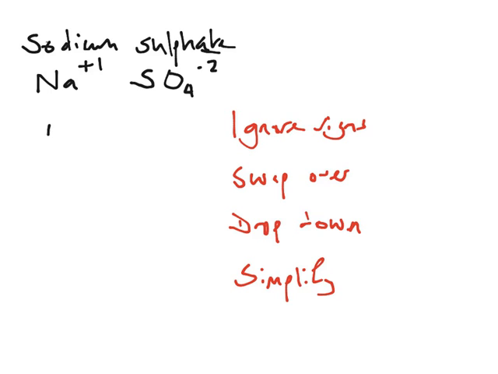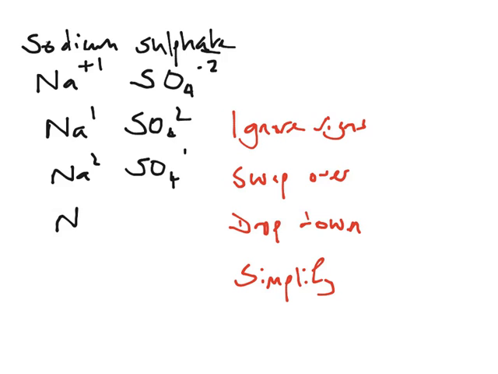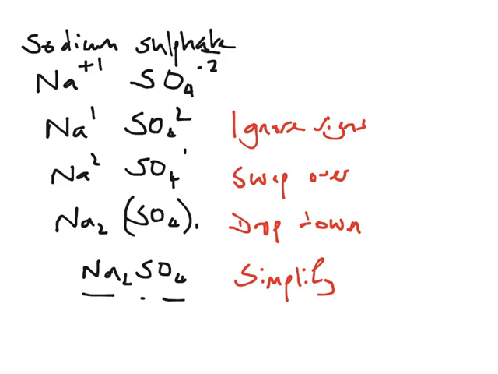So if we ignore the signs, it becomes Na1 SO4 2. We swap them over, it becomes Na2 SO4 1. We drop them down, it becomes Na2 SO4. Now be careful here, because it's the SO4, we've got one lot of the SO4, and then we simplify, so it simply becomes Na2 SO4. That means we've got 2 Nas here, 1 sulfur here, and 4 oxygens there.